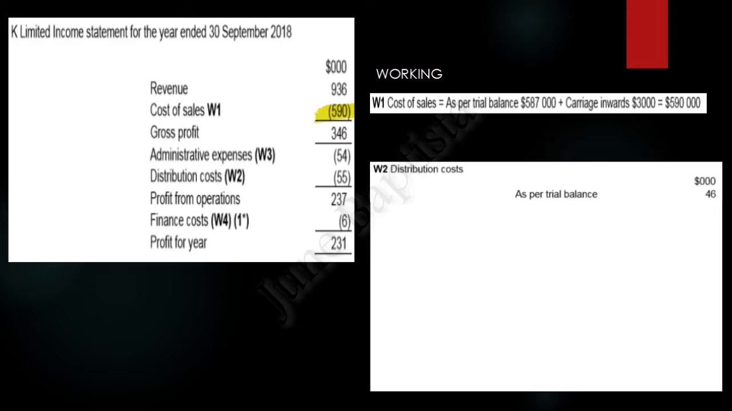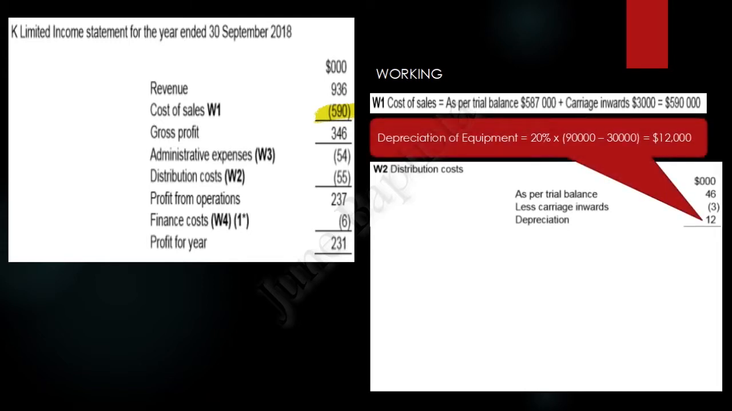The amount as per trial balance was $46,000, from which we deduct carriage inwards $3,000 as discussed in the last slide, and add provision for depreciation of equipment $12,000, which is equal to 20% of $90,000 minus $30,000. This gives us a total of $55,000 for distribution costs.